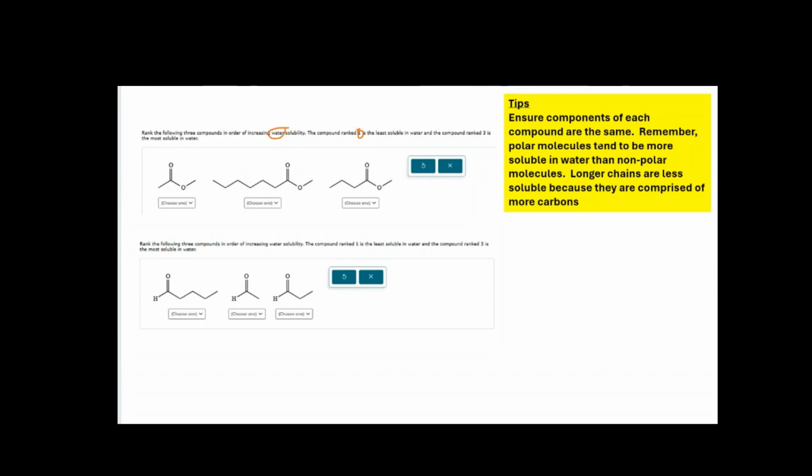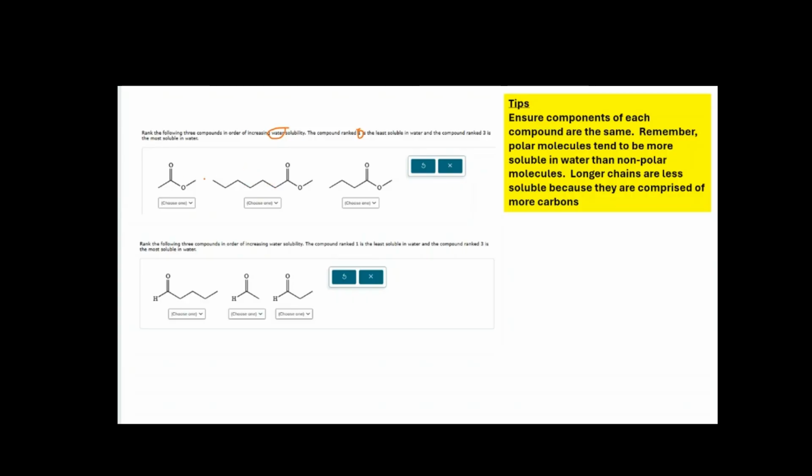I also want you to remember that polar molecules tend to be more soluble in water than nonpolar ones. So your oxygen, which is polar, is going to be more soluble in water versus your carbon. And the last pro tip is that longer chains are less soluble because they are comprised of more carbons, so it's going to be harder to dissolve in water.